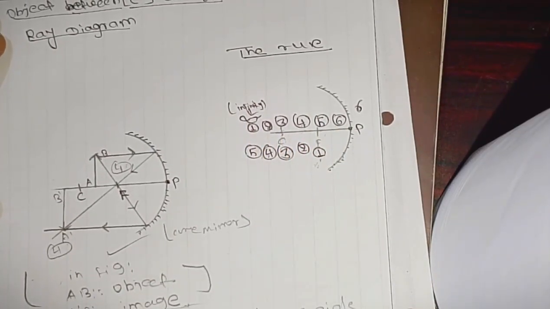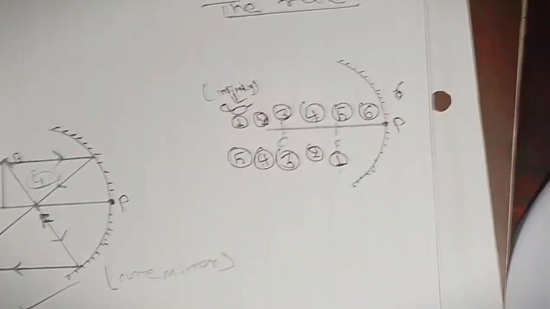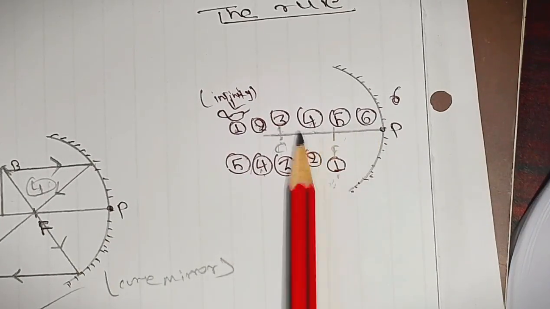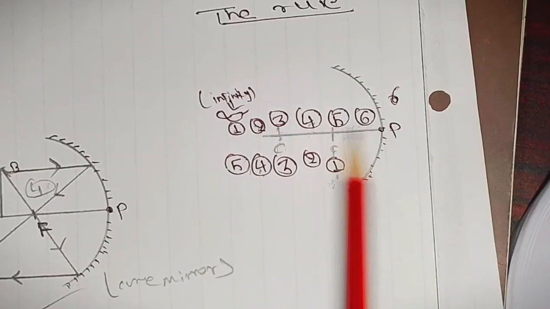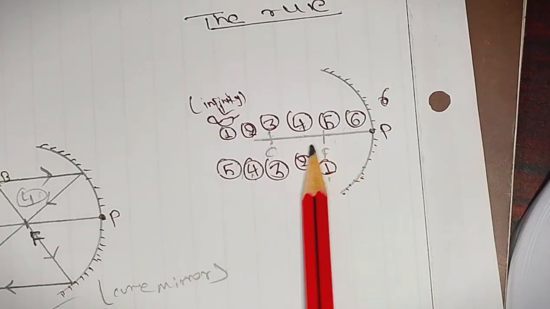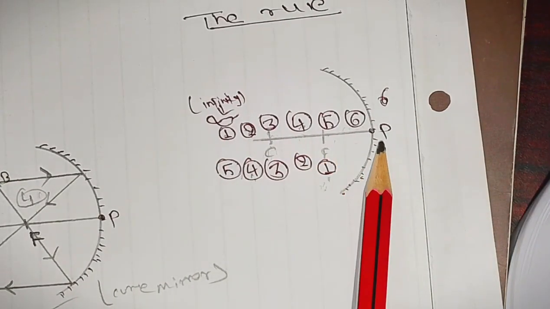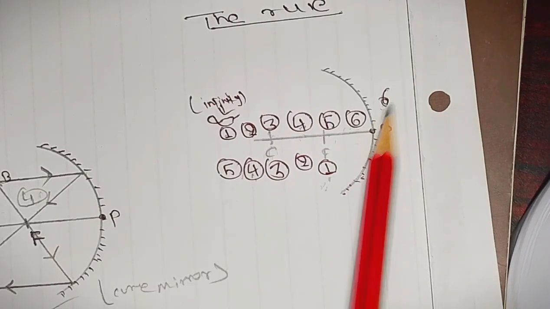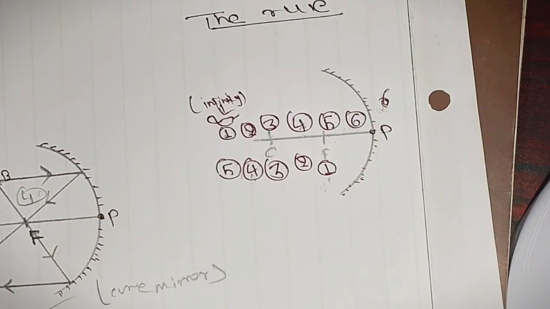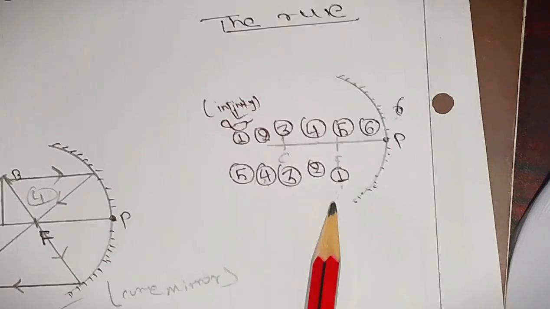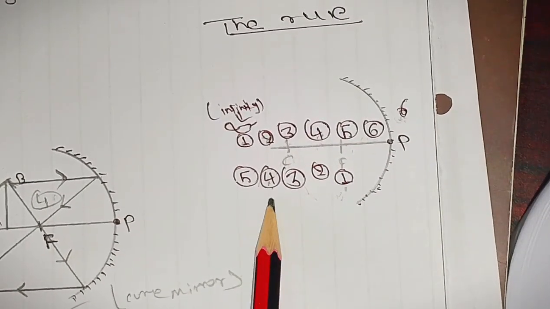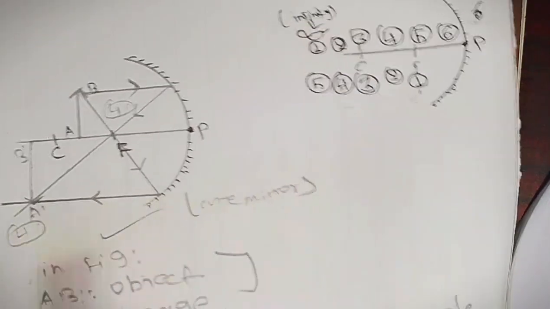And if the object is here, between F and P, the principal focus and the pole of the mirror, the image will form here. This rule is very important. If you learn this properly, you can complete this diagram in a few minutes or a few seconds.